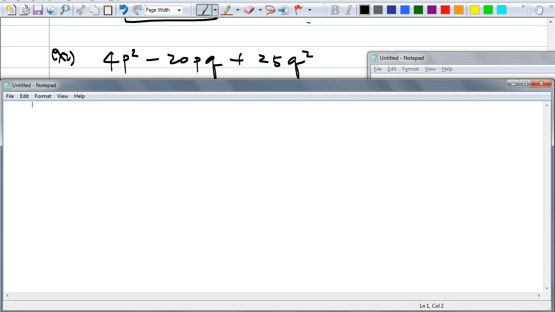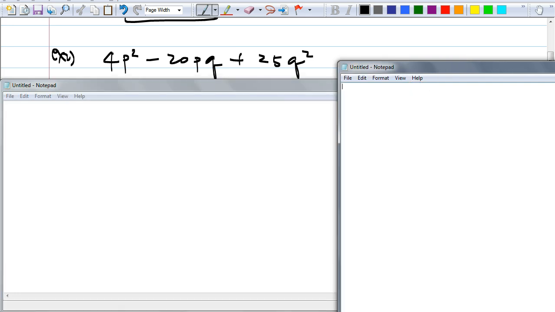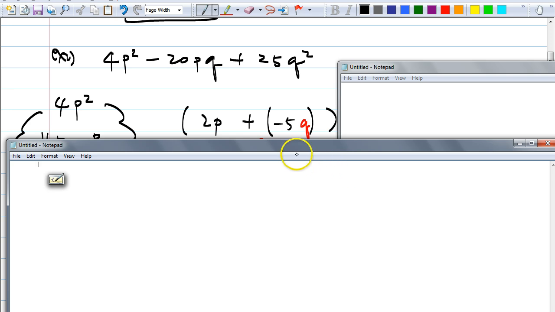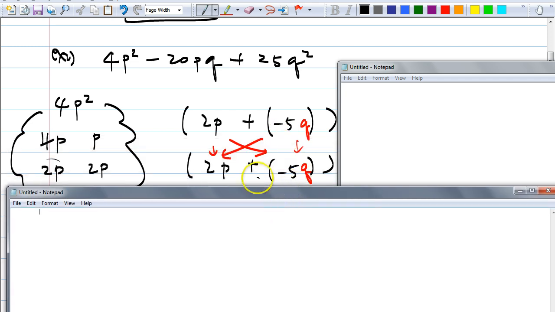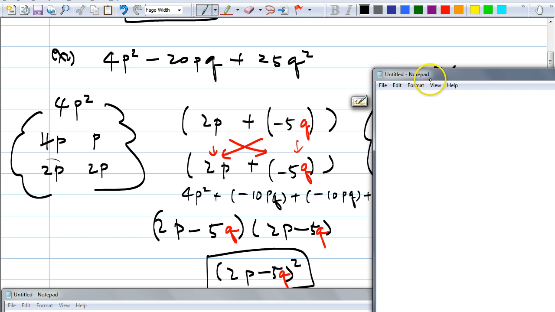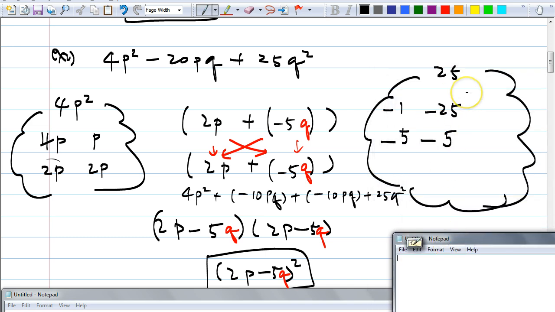Go ahead, everybody try. See what you get. Alright, Eric, what did you come up with when you tried to factor? Is there an answer? Yeah, you can tell me the answer. (2p minus 5q) squared. That's right. Because you get 2p minus 5q, and it's squared. Don't you get 2p plus negative 5q and then 2p plus negative 5q? So the answer is what, class? You see how easy this is? And of course there are 2 ways for 25: negative 1, negative 25, and negative 5, negative 5. How come I didn't bother to even write the positive ones?